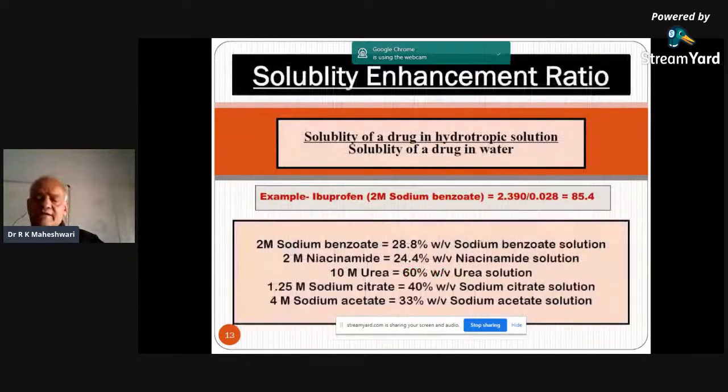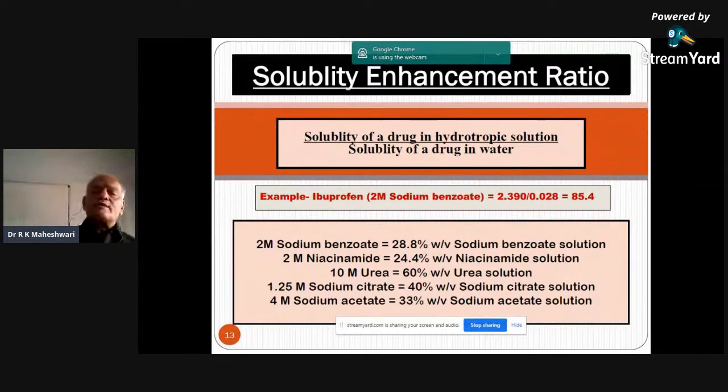Now to explain hydrotropic solubilization, I will go through an example. The solubility of a drug in hydrotropic solution divided by the solubility of the drug in water gives the solubility enhancement ratio. How is it calculated? This is the example. Ibuprofen, 2 molar sodium benzoate solution, 2 molar means 28.8%. It is not written on the slide, 28.8%.